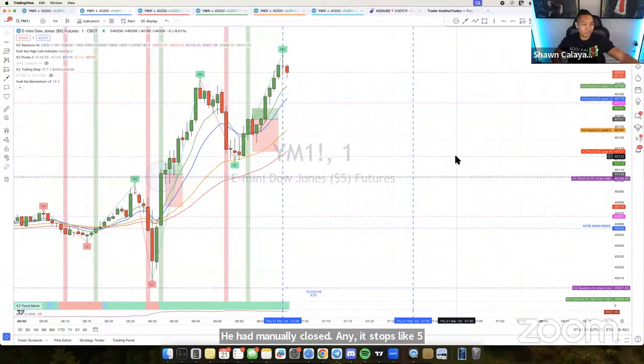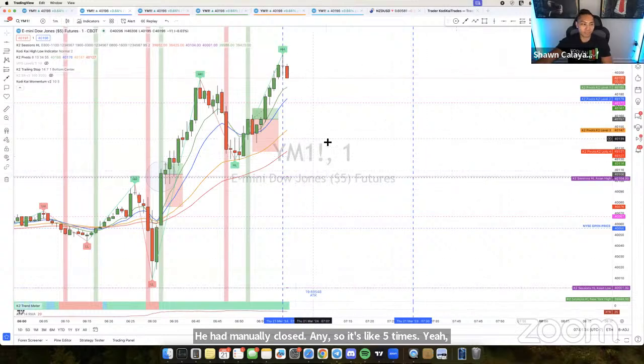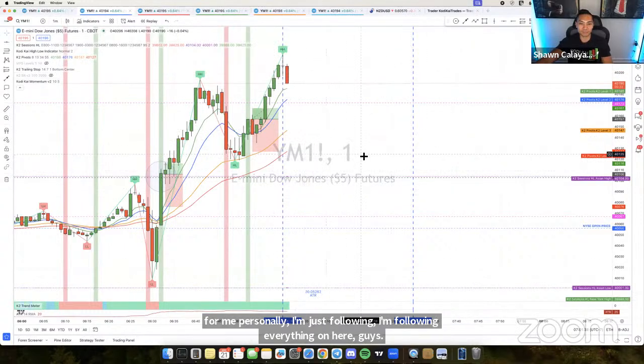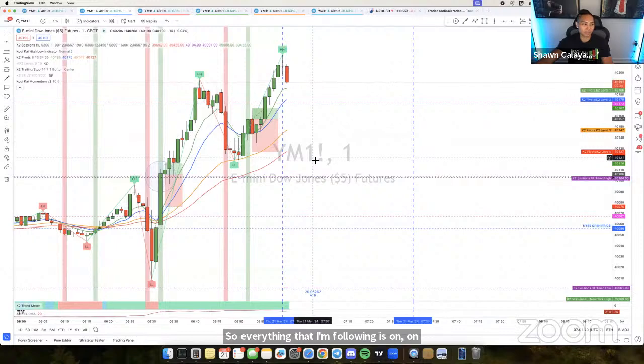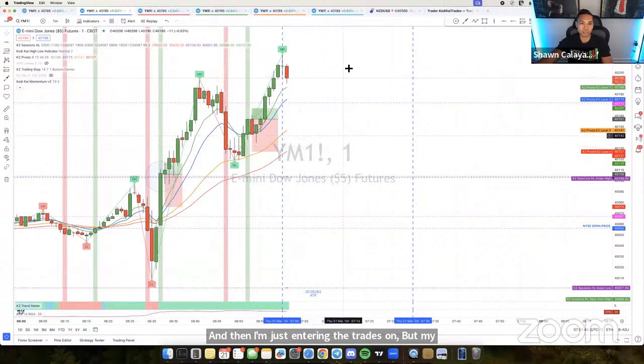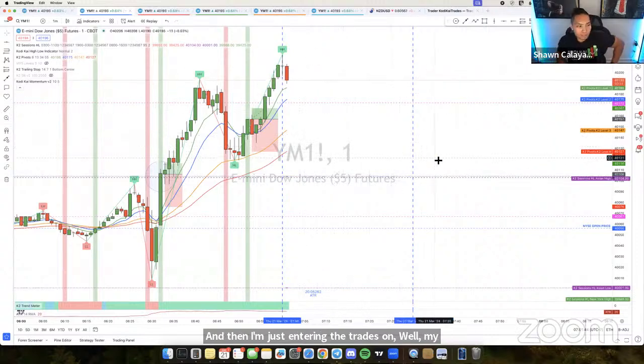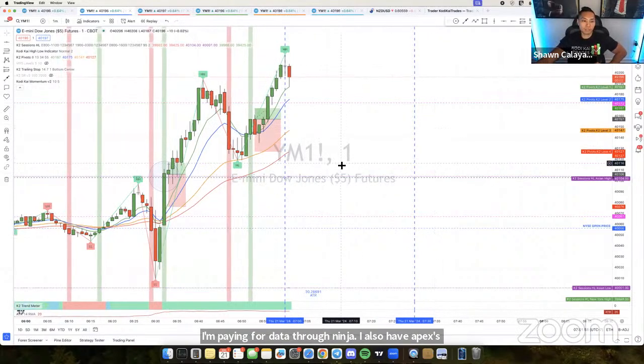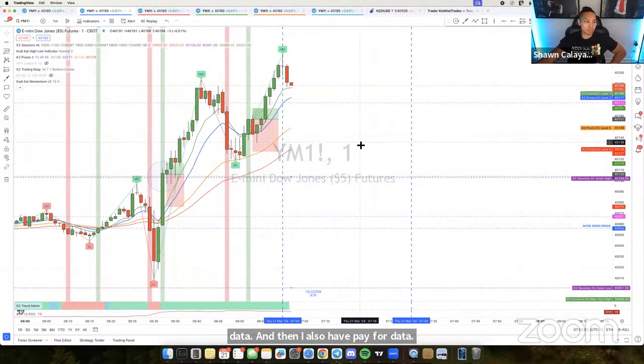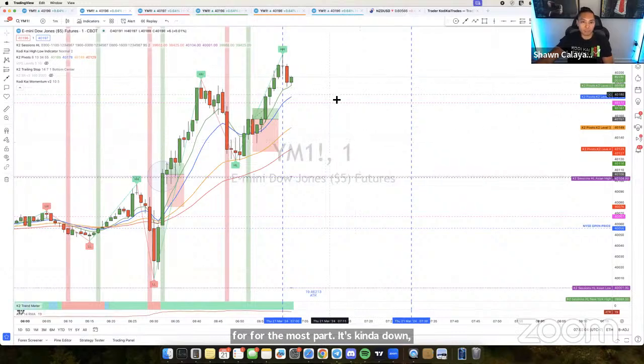For me personally, I'm following everything on here, guys. Everything that I'm following is on TradingView, and then I'm just entering the trades on Ninja. But my Ninja wouldn't be delayed either because I'm paying for like 3 different datas basically. I'm paying for data through Ninja, I also have Apex's data, and I've also paid for data here on TradingView. So I have a lot of data sets that I'm paying for. It's kind of dumb, but it's all good. It's $5. If I didn't pay for the data here on TradingView, I wouldn't be able to show you guys this during the live stream.